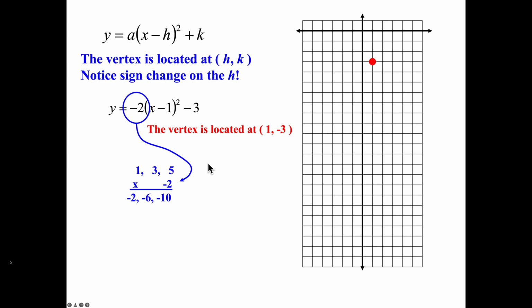So here we go. Time to graph. We'll start at our vertex. We're going to go 1 to the right. And now we're going to go down 2, because the negative value tells us we're going down 2. From that point, we're going to go 1 to the right, down 6 squares, plot a point. 1 to the right, down 10, plot that point. And this is the right side of my parabola.